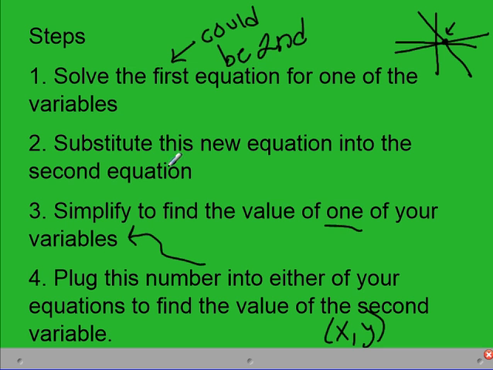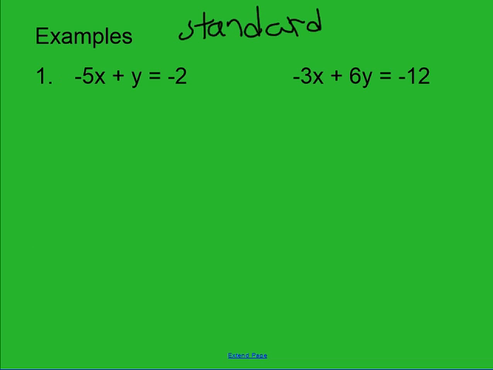If we look back at our steps, step 1 is to solve the first or the second equation for one of the variables. What I'm looking for here is which equation is easiest to get a variable alone. I'm going to be isolating a variable here. I'm going to choose this first equation because it has a y that's almost all by itself already. This y does not have a coefficient, so I don't have to worry about that. The only thing I need to get rid of is this negative 5x. I need that to move to the other side.